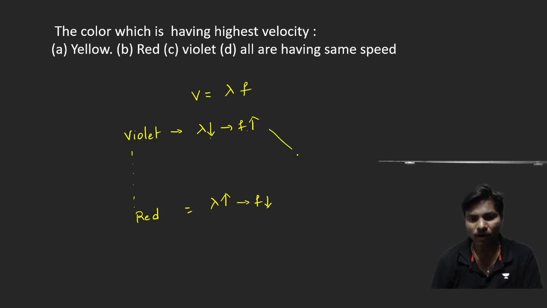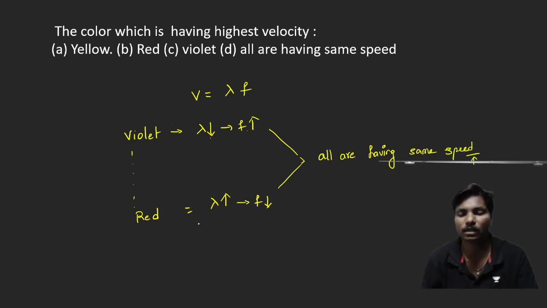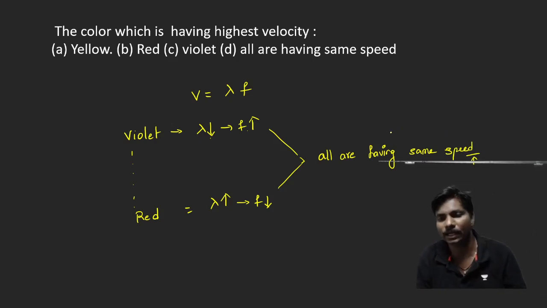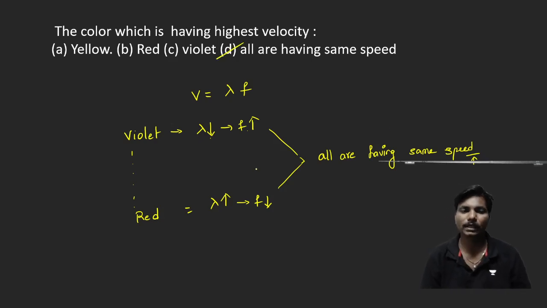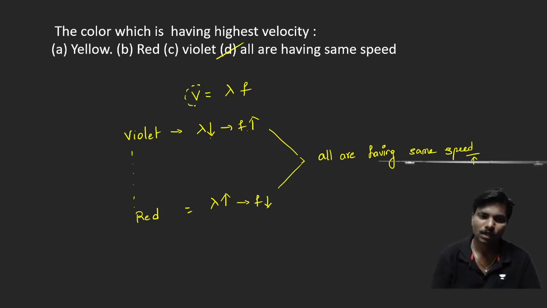So what can you say? All have the same speed. The speed of light is constant. Light of any color has the same speed, only their wavelengths and frequencies differ. So v is constant. The higher the wavelength, the lower the frequency, but velocity or speed is constant.